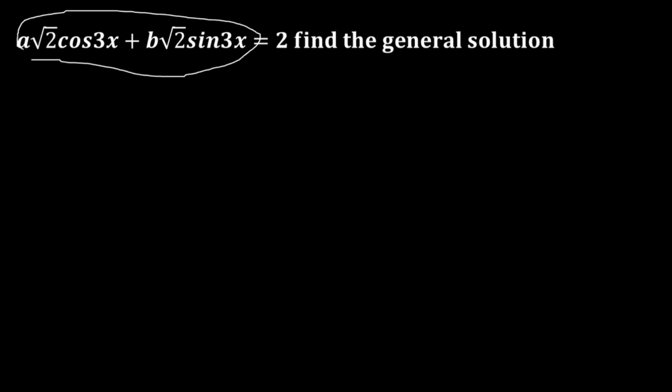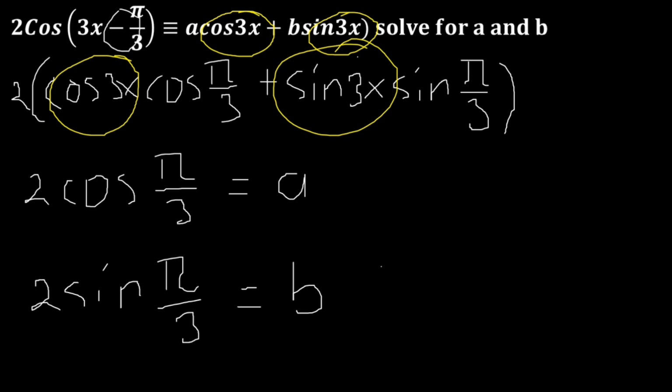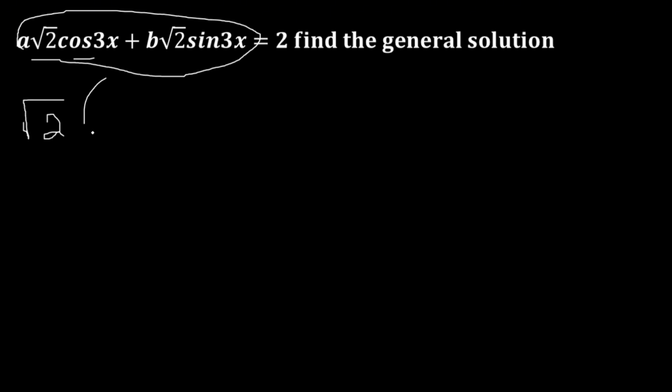Okay, it's a bit confusing. We can take out this root 2. You're going to ask me, why are we taking out this root 2? Because we can't find a general solution of cos and sine at the same time. Okay, and we said earlier that a cos 3x plus b sine 3x is equal to what? Okay, if you take out this root 2, you are going to find yourself having what?